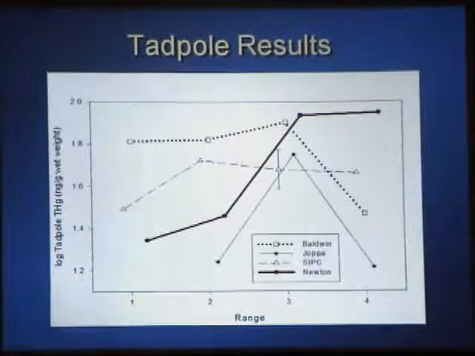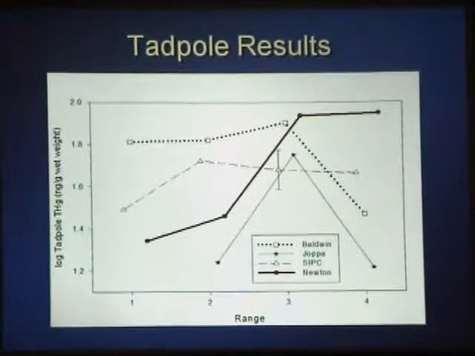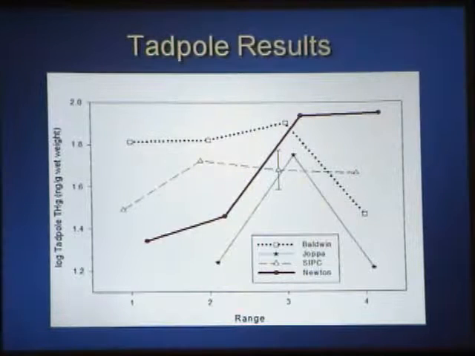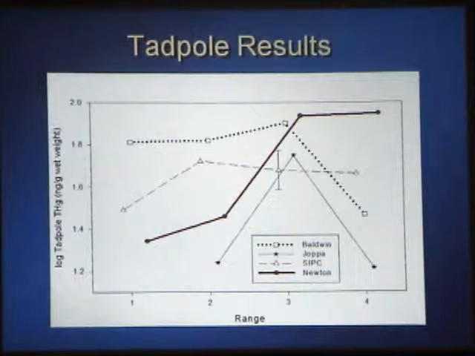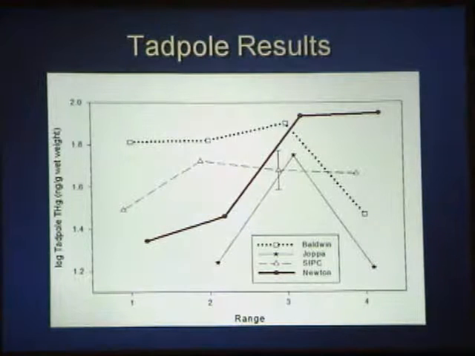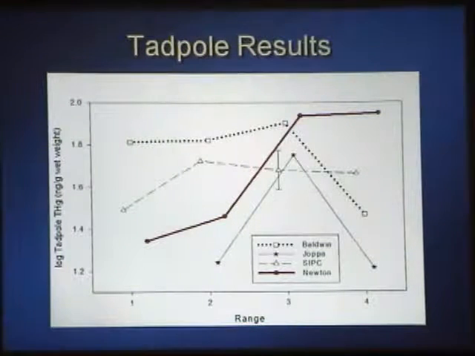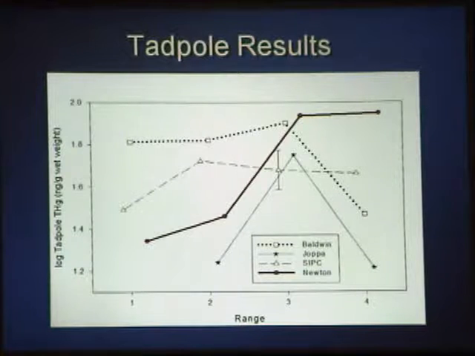Looking at the different power plants, again, we had no significant difference in the mercury concentrations in our tadpoles comparing any of the distances. So comparing 3 to 5 kilometers above the power plant or below the power plant, we had no significant differences. But we did have some trends.